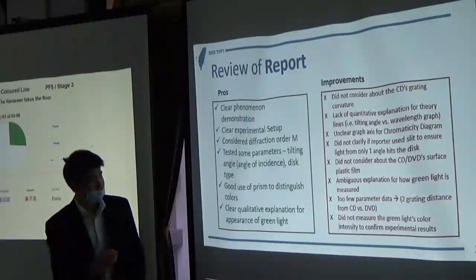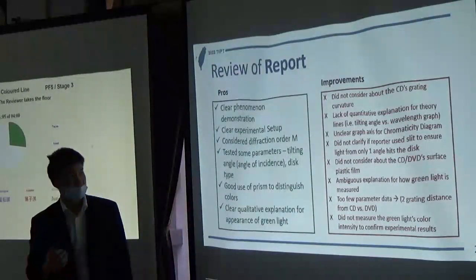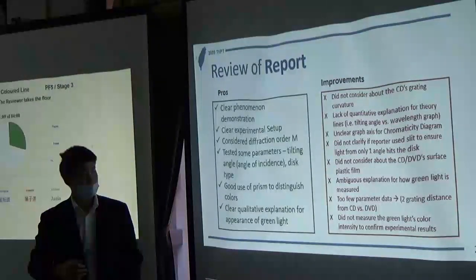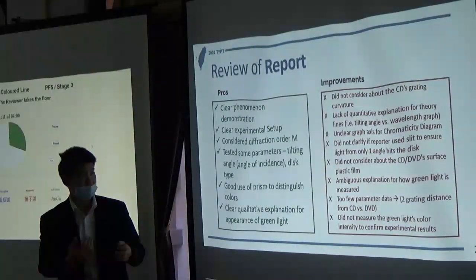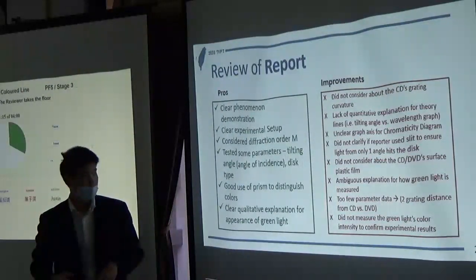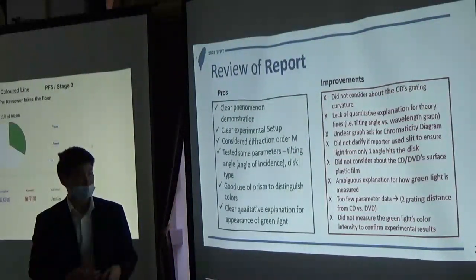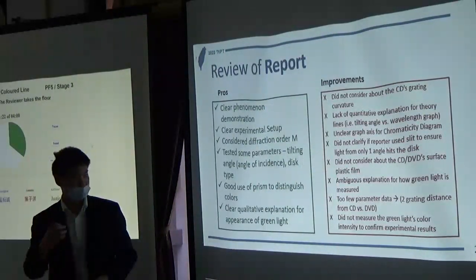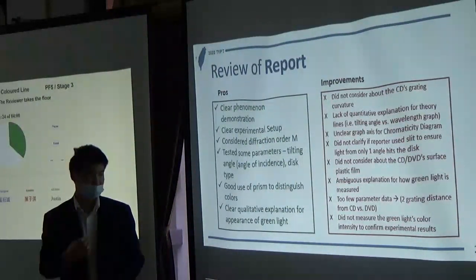At the same time, they also have unclear graph axes for the chromaticity graphs, and they did not clarify if the report actually used slits to ensure that light from only one angle hits the disc. They also did not consider the CD or DVD's surface plastic film, and their explanation for how the green light is measured is also kind of ambiguous.